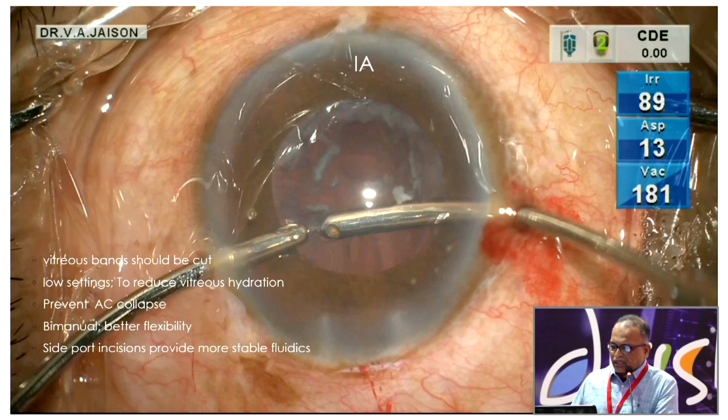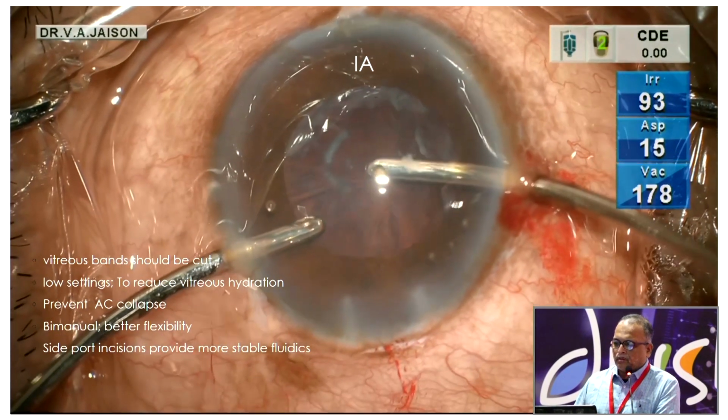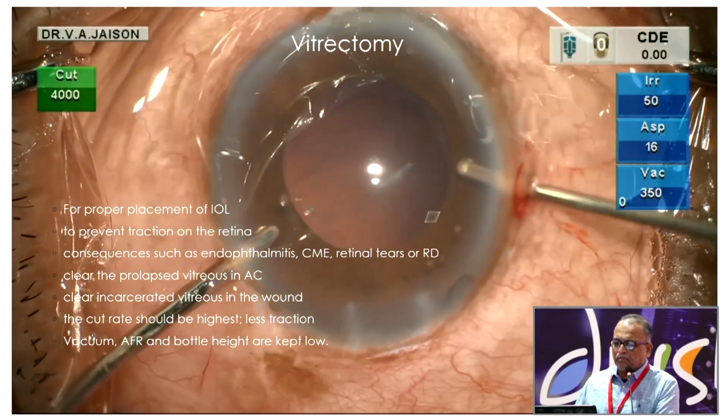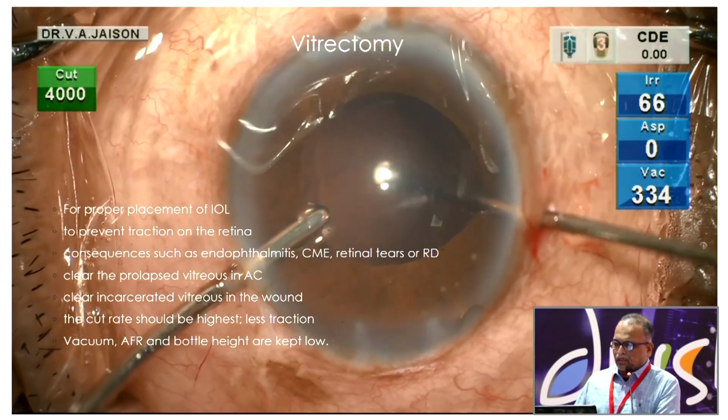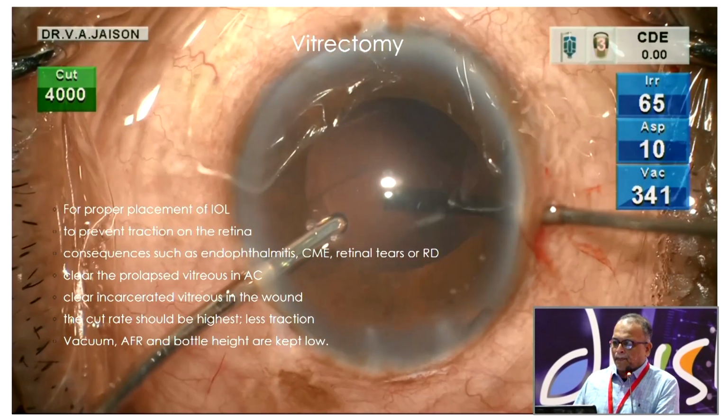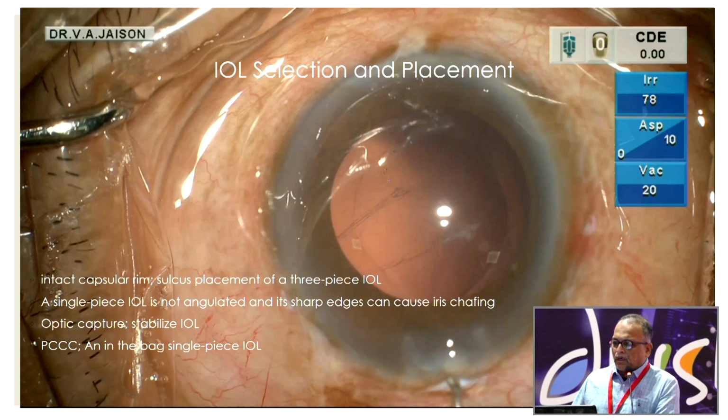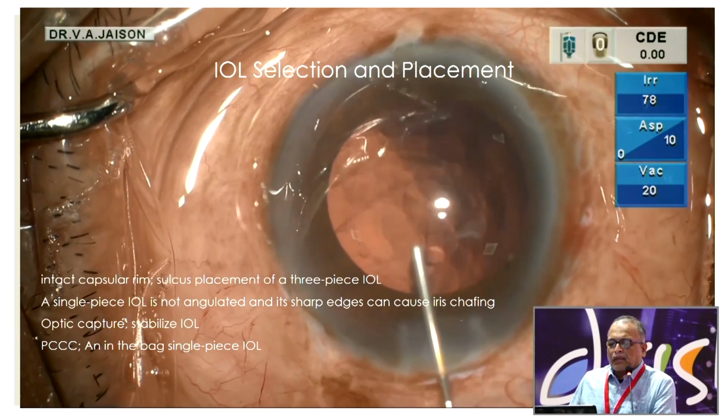The cortex aspiration part and the anterior vitrectomy part I am skipping because Dr. Mridula has already explained these steps. And the IOL selection part, I don't know whether she has mentioned it. Anyway, I will talk on that.